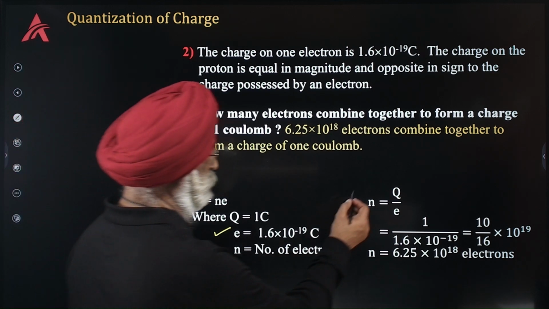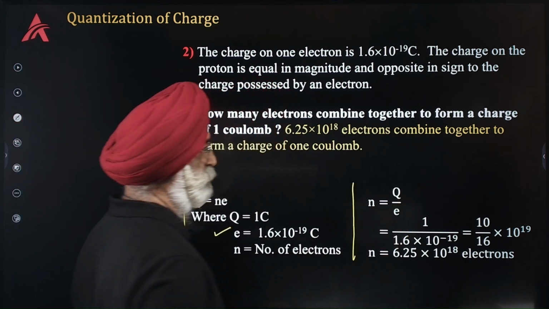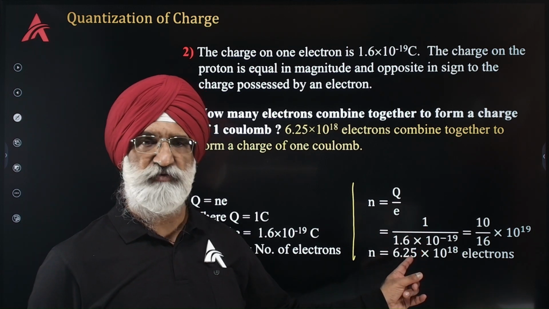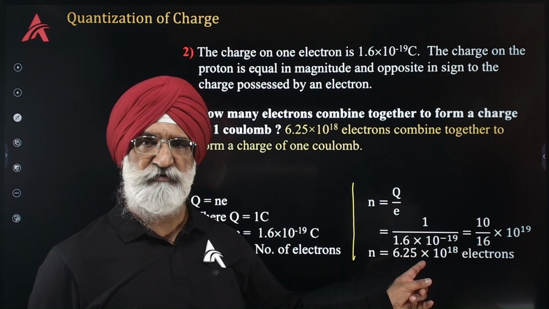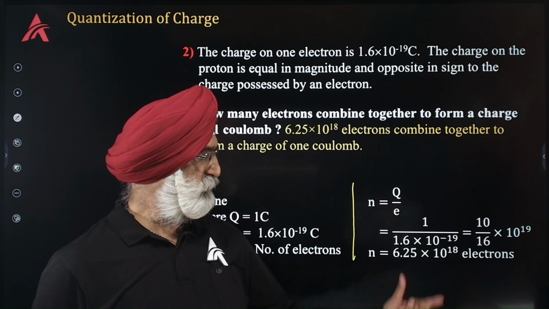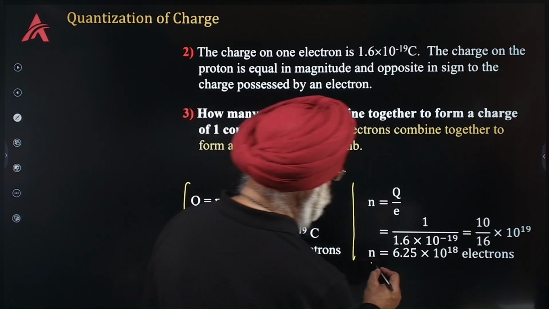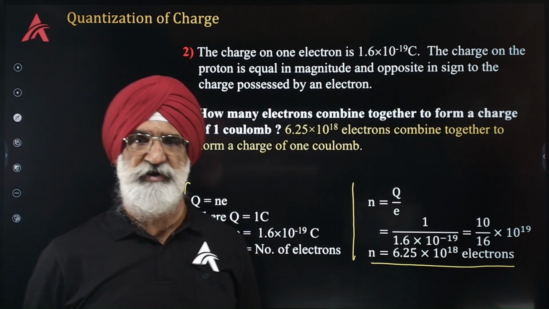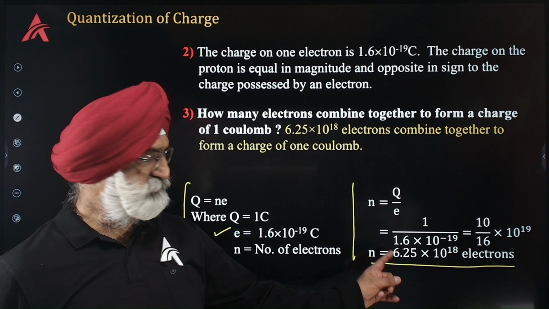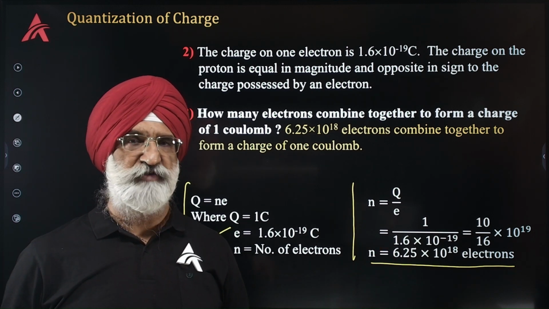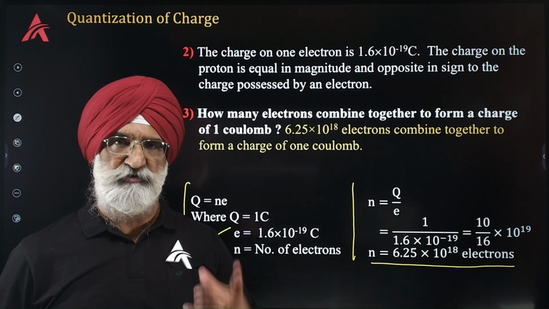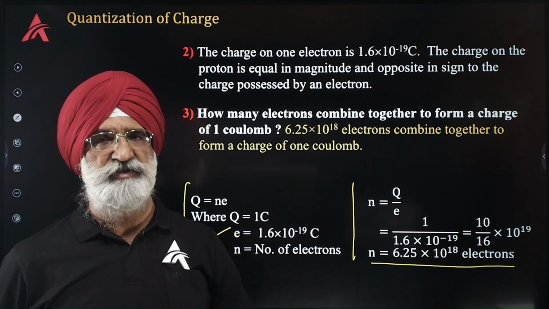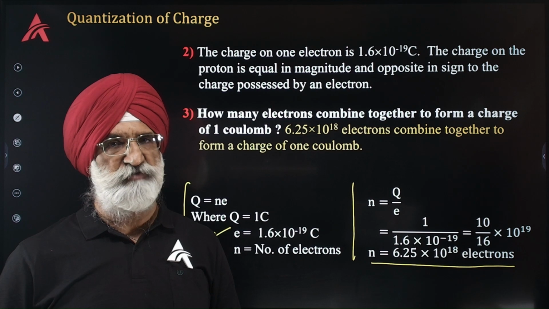By cross multiplication, n will become Q upon e. Q is 1 and e is 1.6 into 10 to the power of minus 19 coulombs. If you solve it, n is 6.25 into 10 to the power of 18. That means 6.25 into 10 to the power of 18 is the number of electrons which are to be removed from a given body to give that given body a positive charge of 1 coulomb.